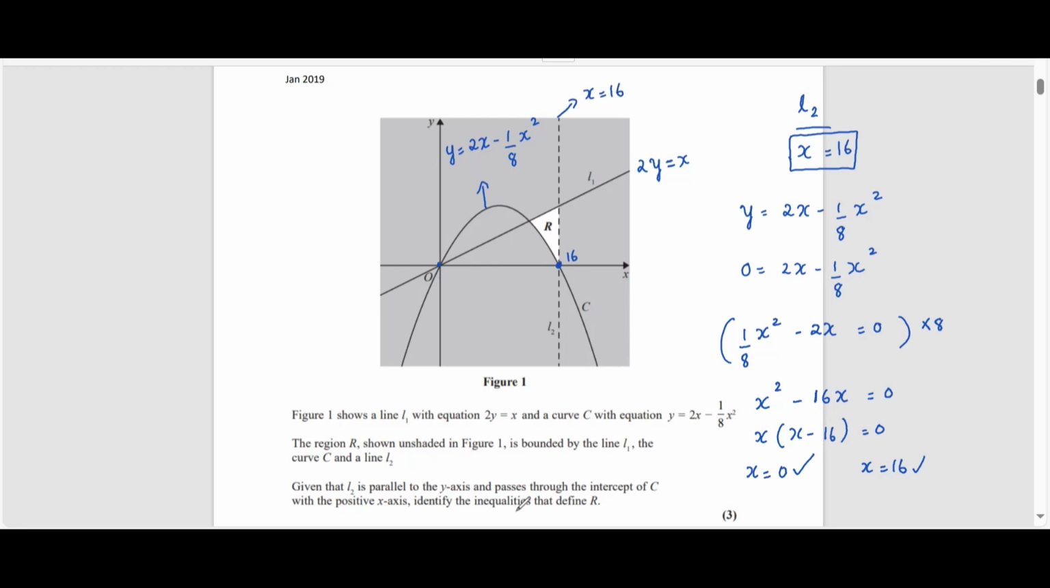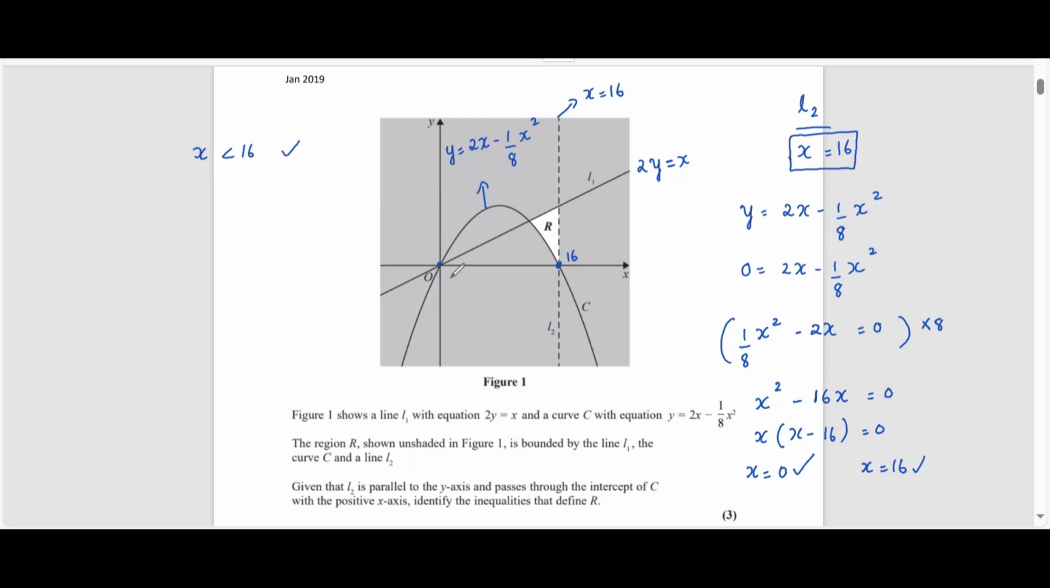So now we need to identify the inequalities that define the region R. First of all, x = 16 is a dotted line, and the region that we are considering is towards the left of that. If it is towards the left of this line x = 16, that means your inequality will be x < 16. We are not putting less than or equal to because this is a dotted line. Dotted line means this particular 16 is not included. So x < 16 will be your first inequality.